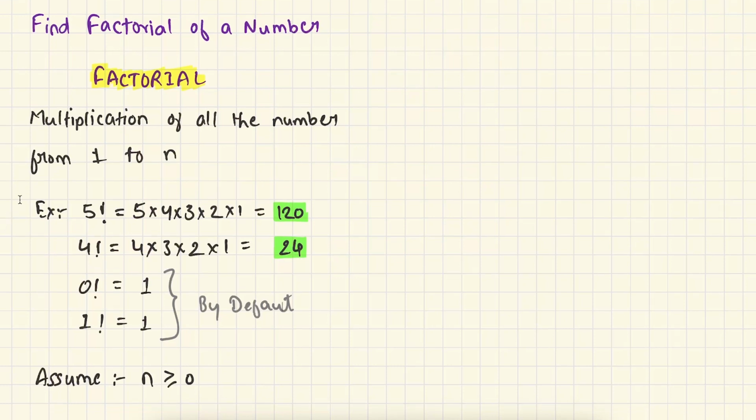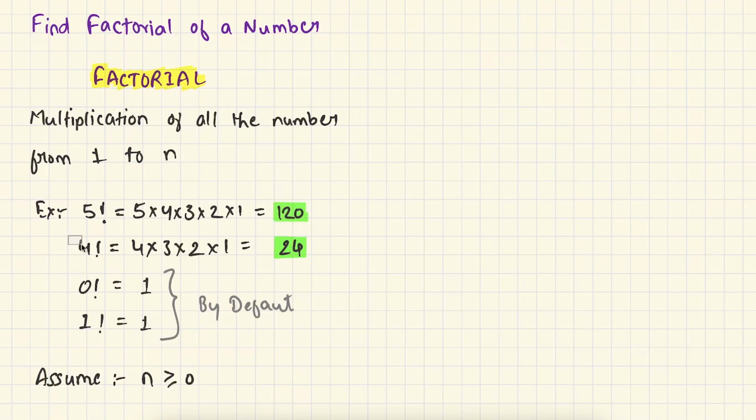Let's say we have the number 5, and we need to find the factorial of 5. Then we simply have to do the multiplication from 5 to 1. So it becomes 5 into 4 into 3 into 2 into 1. It comes out to be 120.